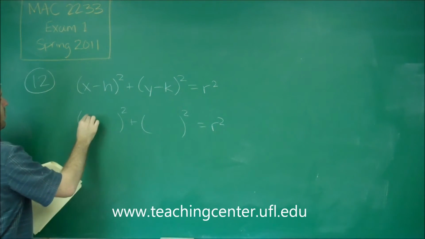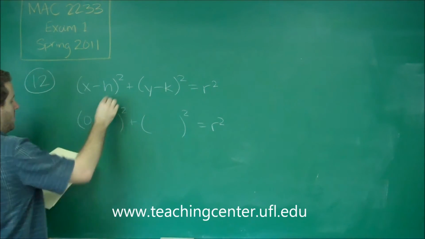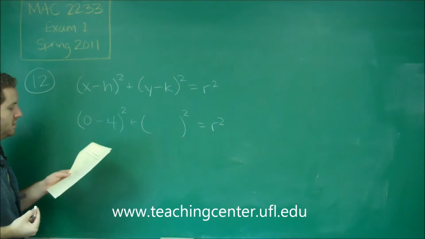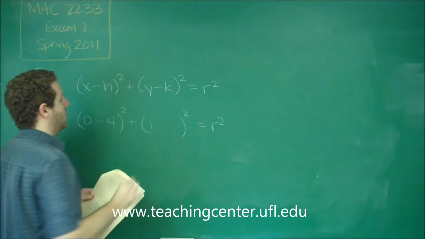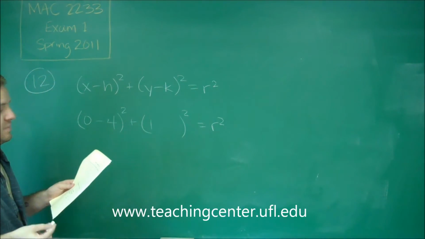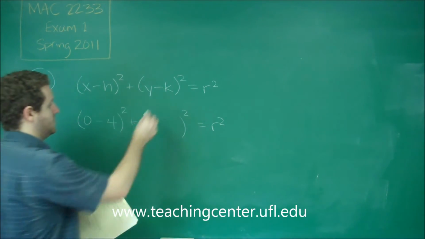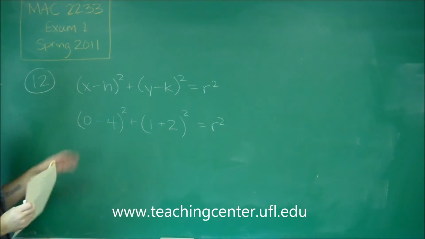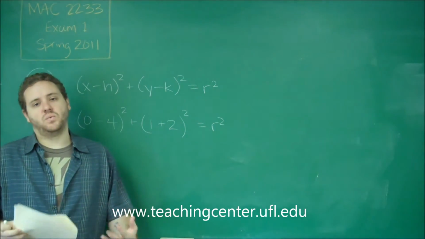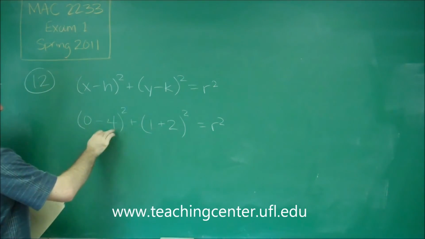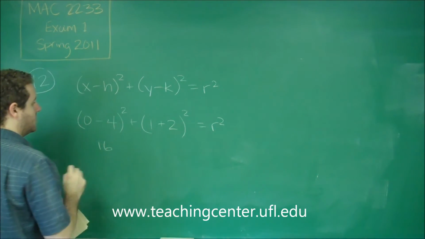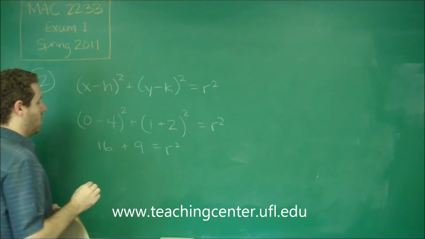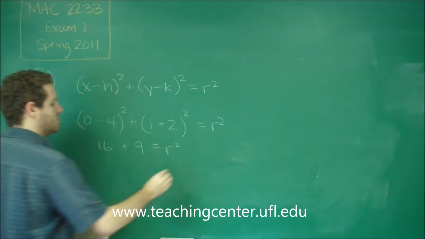The x-coordinate of the point that we know is 0. We know that the center is 4, or the x-coordinate of the center. The y of the point we know is 1, and the k, meaning the y-coordinate of the center, is -2, so we're going to have to put +2 there because it's minus k. So you can see by doing this we can solve for r, and then we'll have the whole equation. So (-4)² is 16, 3² is 9. So r² is 16 plus 9, which is 25.